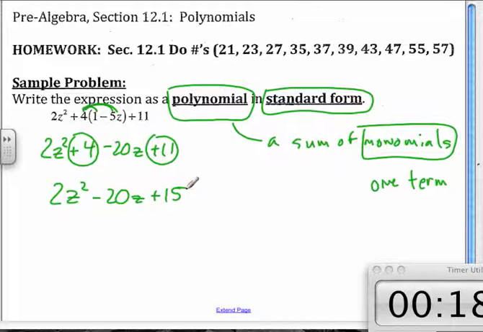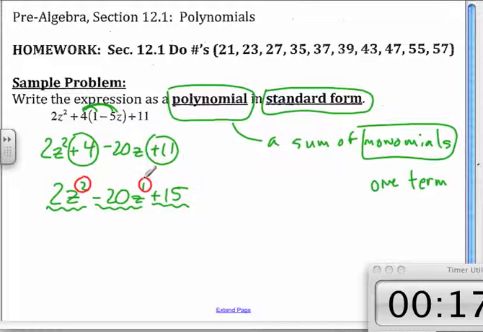Now, I want us to look at these terms. Is there anything left that I can combine, Gordy? No, there's not. Good answer. If you look at this, I have 3 terms, 2z squared minus 20z and plus 15. Now, I want to look at the exponents of the variable, okay? The exponent of this first variable is 2. The exponent, you don't see it right now, but that exponent of the second term is 1. This is called the linear term because the exponent is just 1.